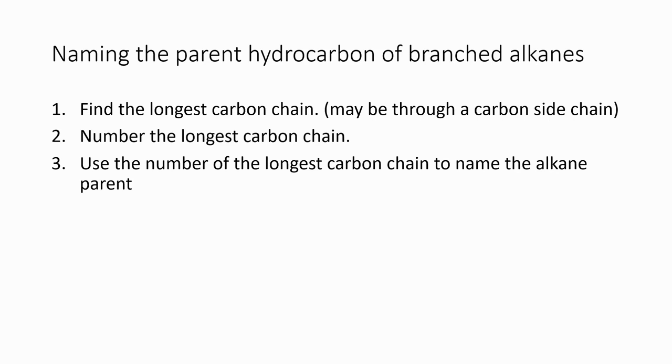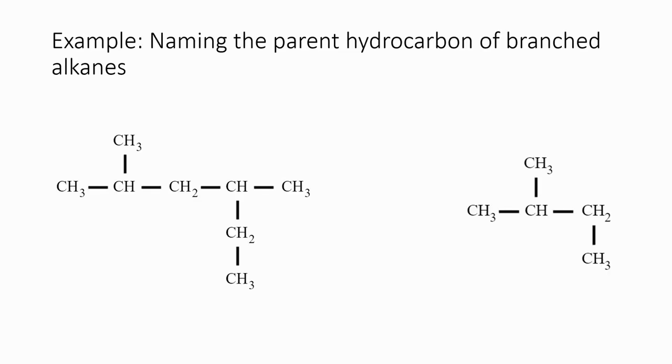All right. So we also need to be able to name the longest carbon chain. If it's just in a straight chain, then we figure out how many carbons it has. If it has 5 carbons, we're going to call it pentane. Or if it has 3, we're going to call it, actually, propane. But if we have side chains, we're just going to find the longest parent molecule, count that, and that's going to be the name of the parent hydrocarbon. So let's look at some examples.